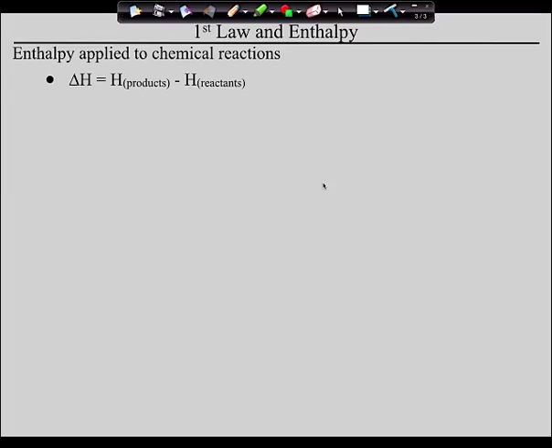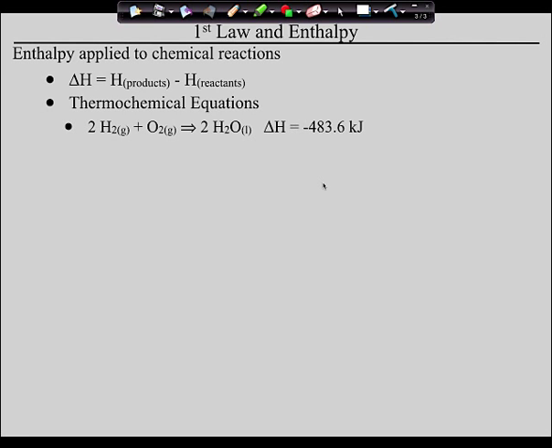So if we know the enthalpy of the products, and if we know the enthalpy of the reactants, if we subtract one from the other, it'll give us the enthalpy change for the reaction. That makes sense? Okay, so let me show you an example. These are what are called thermochemical equations. An example, you can write it down if you'd like, looks like this.